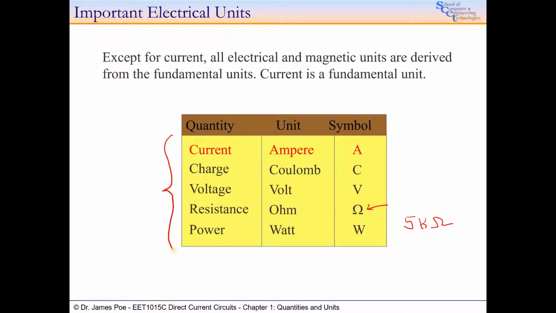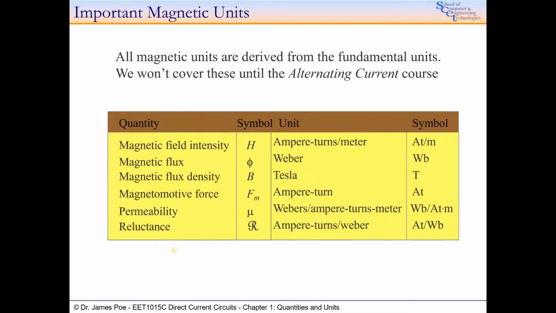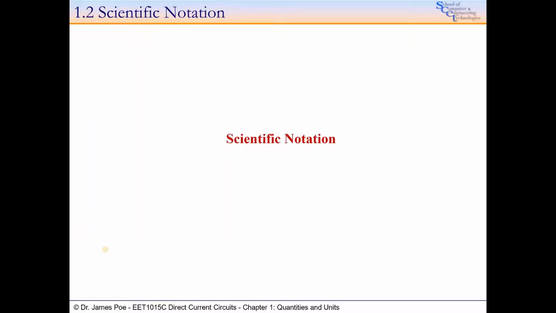We will use all of these within the next week. These are the ones we really want to focus on for DC circuits. I've got some other ones here. We're not going to go through them too much in depth. These all have to do with magnetic fields and things like that. You will use these, but they're going to come up next semester in alternating current circuits. Alright, scientific notation.